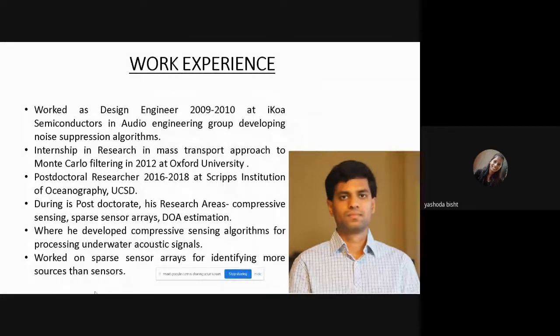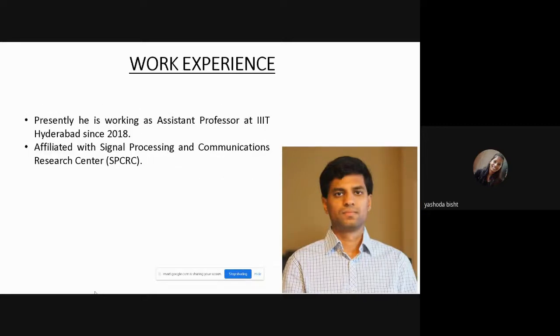He was a postdoctoral researcher from 2016 to 18 at Scripps Institution of Oceanography, UCSD. During his postdoctorate, his research areas were compressive sensing, sparse sensor arrays, DOA estimation, where he developed compressive sensing algorithms for processing underwater acoustic signals. He also worked on sparse sensor arrays for identifying more sources than sensors. Presently, he is working as assistant professor at IIIT Hyderabad. He is working there since 2018, affiliated with Signal Processing and Communications Research Center, SPCRC.